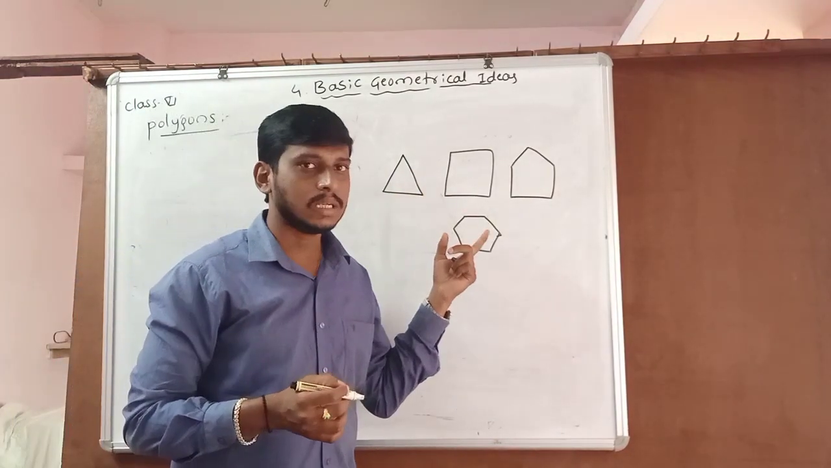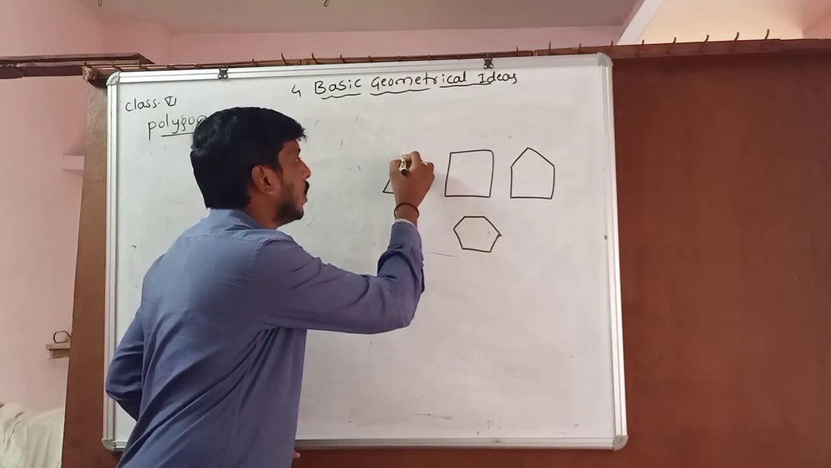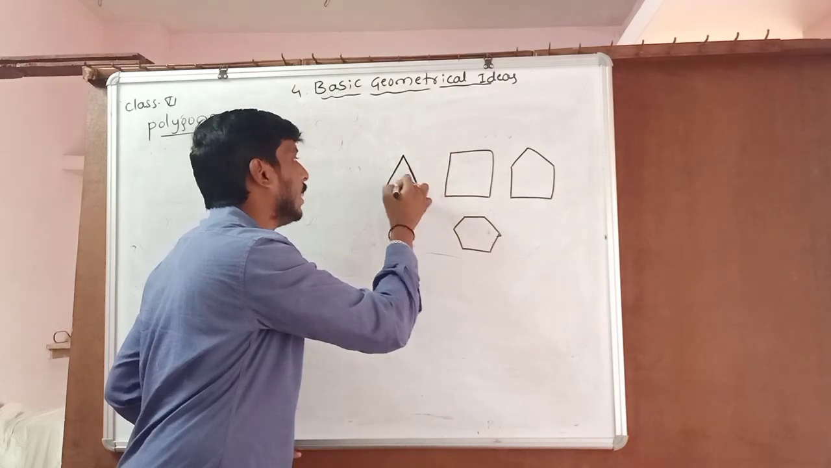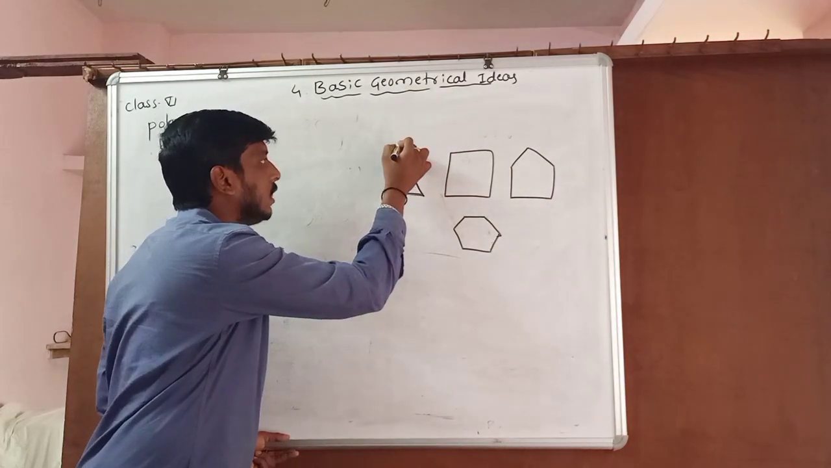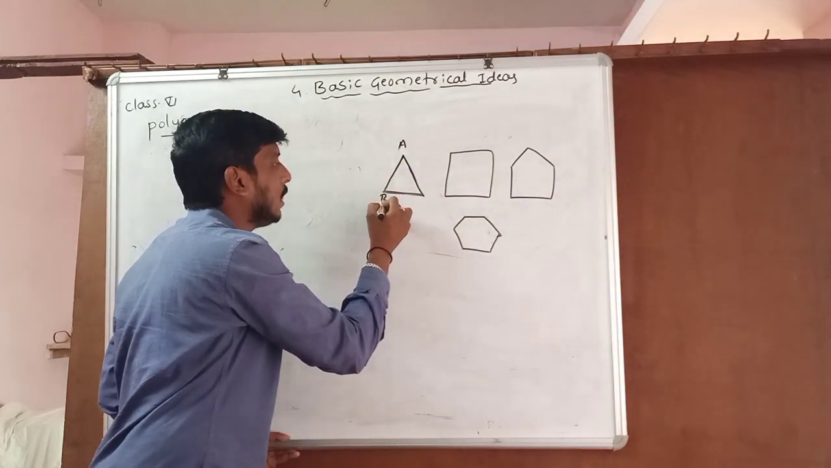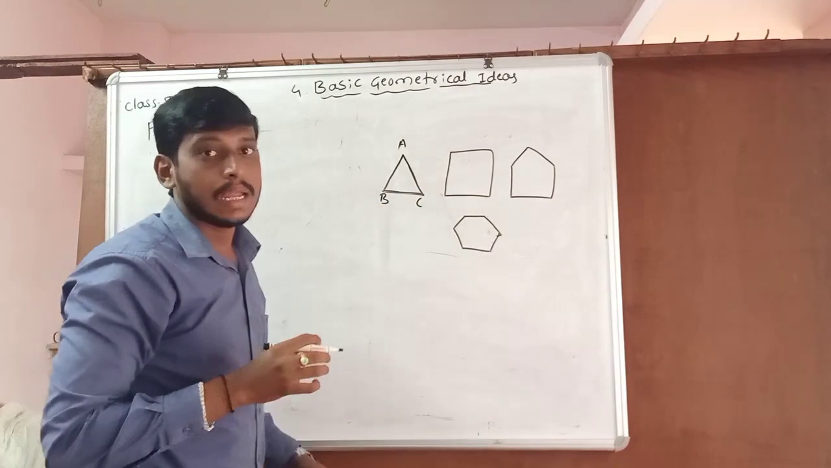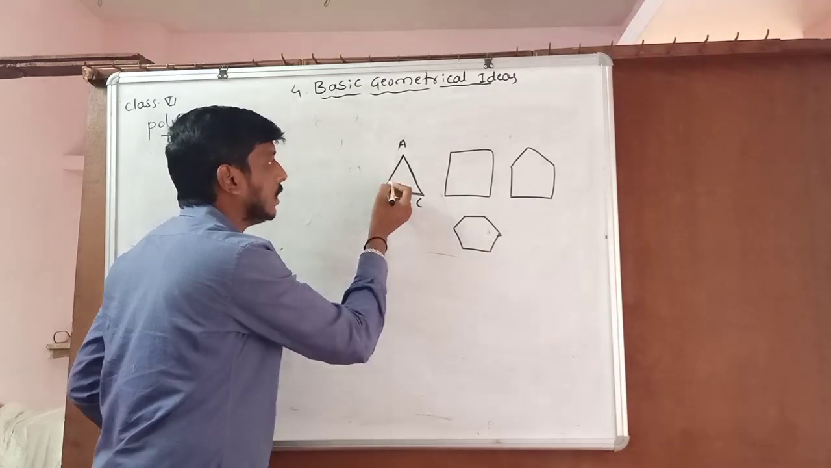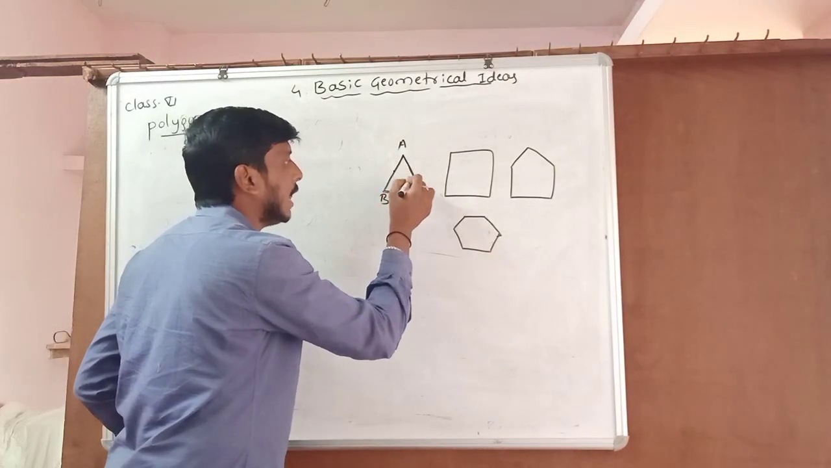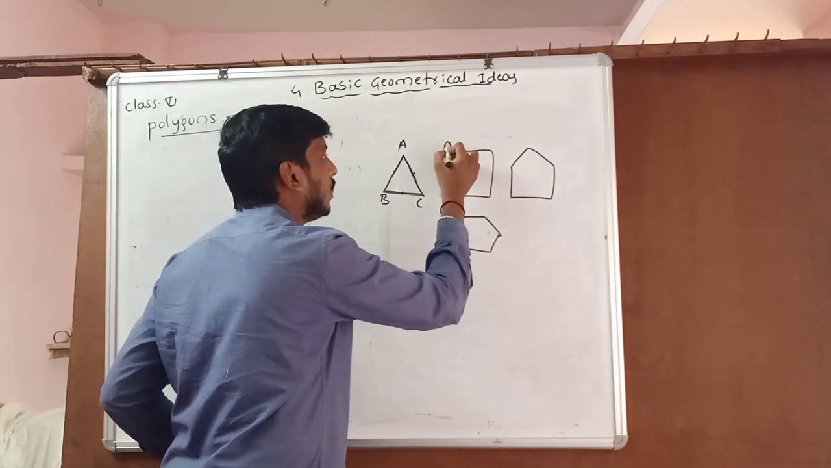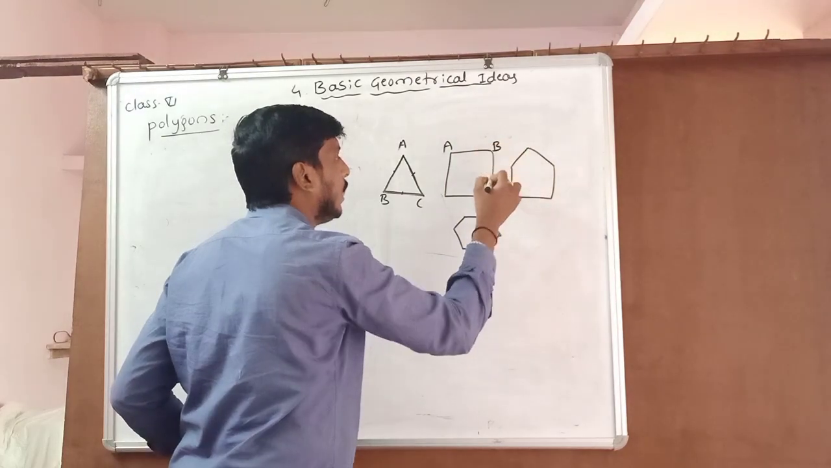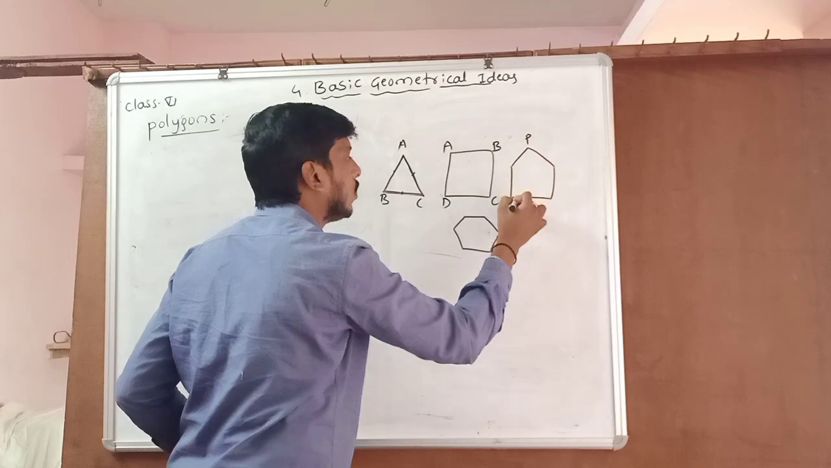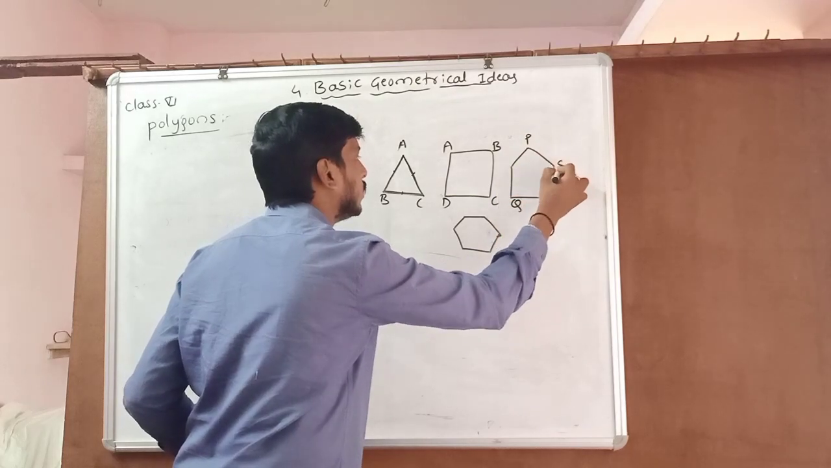So, here, how many lines are there? Otherwise, how many sides are there? Three sides are there. This is one side. I will write A, B, C. Already you know the idea of naming the sides as well as naming the angles from the previous class. So here this is the one side, two side and three side. If I write here like that, A, B, C, D. Here P, Q, R, S.